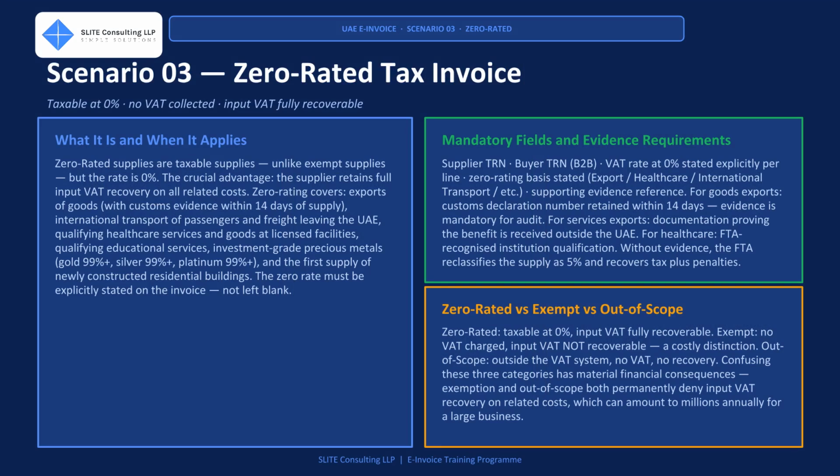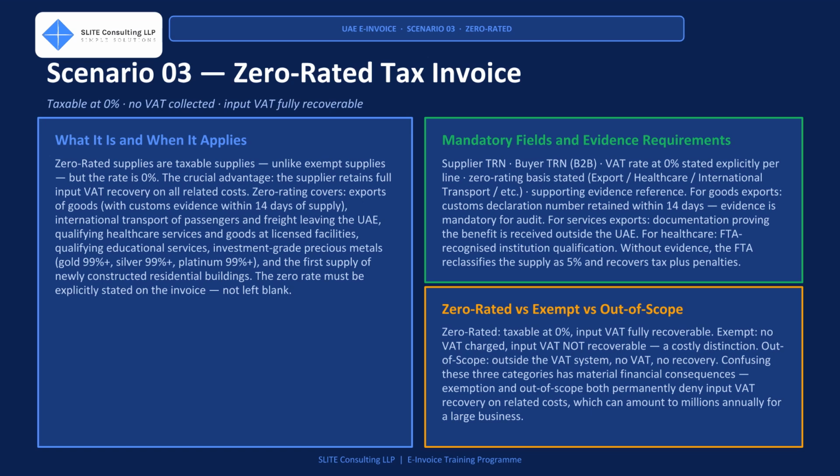Zero rating covers exports of goods with customs evidence within 14 days, international transport of passengers and freight leaving the UAE, qualifying healthcare and education at licensed facilities, investment-grade precious metals at 99% purity or above, and the first supply of newly constructed residential buildings.